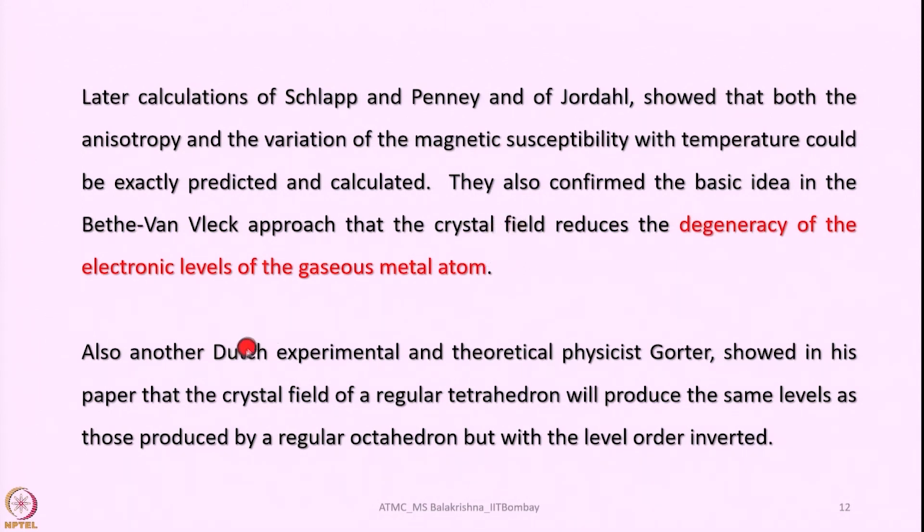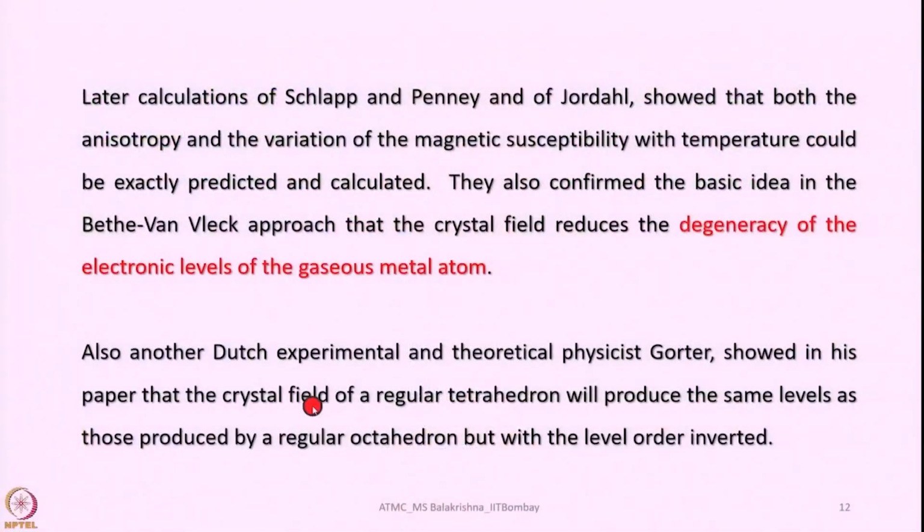Also, another Dutch experimental and theoretical physicist, Gorter, showed in his paper that the crystal field of a regular tetrahedron will produce the same levels as those produced by a regular octahedron, but with the level order inverted. Now we know that the splitting in an octahedral field is reversed in the case of a tetrahedral field. For example, in the case of an octahedral field, if you have Eg higher in energy and T2g lower in energy, when you go to a tetrahedral field, the opposite is true: T2 becomes higher in energy and E becomes lower in energy. So this was predicted through experimental and theoretical work by physicist Gorter.